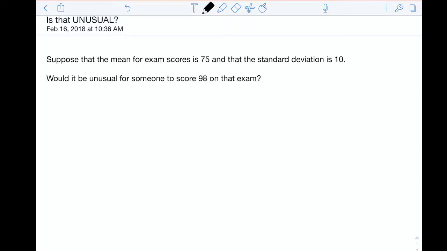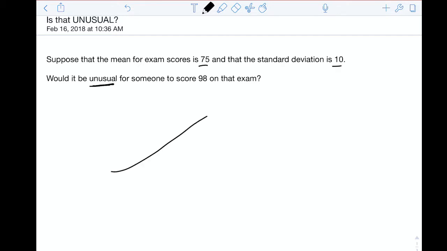So here's a typical question that involves the word unusual. Unusual is not asking for an opinion, but we're actually going to do some math. So these exam scores have a mean of 75 and a standard deviation of 10.